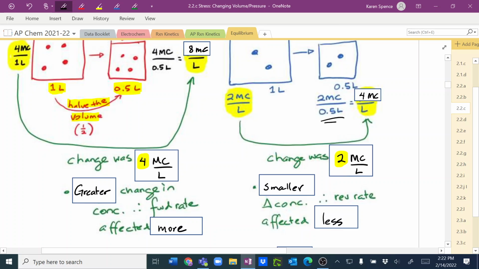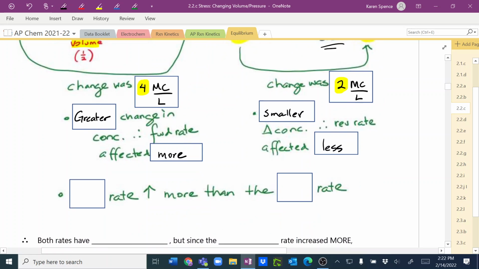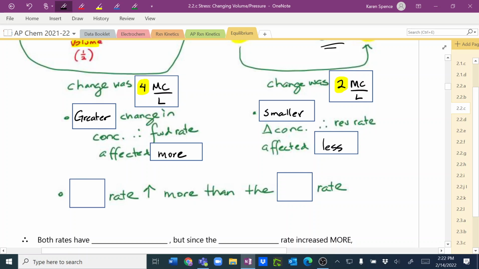Are you ever going to have to be able to explain this and draw the pictures and do all of that? No. You just need to know that the side with more gas molecules as reactants, that direction is affected more by a change in pressure. Okay, so the forward rate therefore is increasing more than the reverse rate.